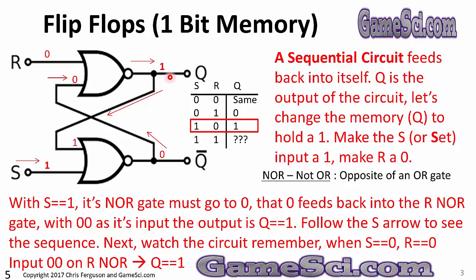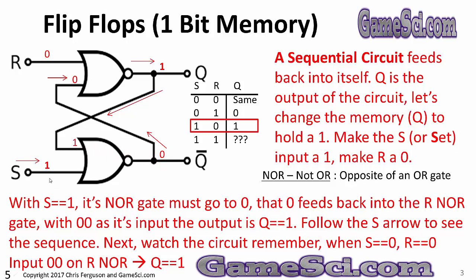What just happened there? My memory cell Q was just set to the value of 1. We're not quite done yet though. Follow that 1 back into this OR gate and it'll put a 1 into that OR gate. A 1 here on this input will ensure that that 0 output stays there. Follow the S arrow to see the sequence.